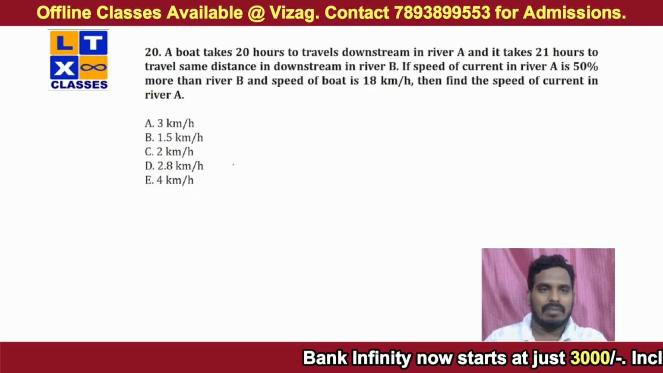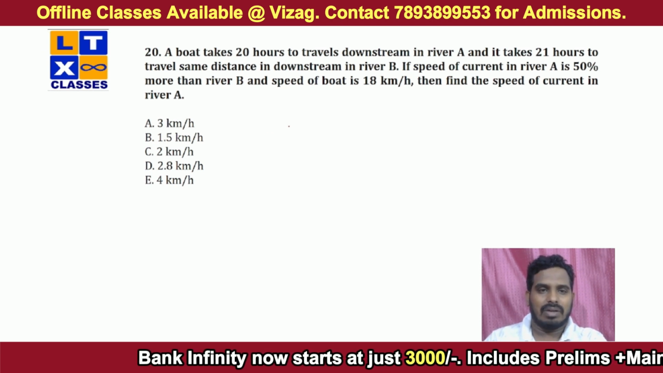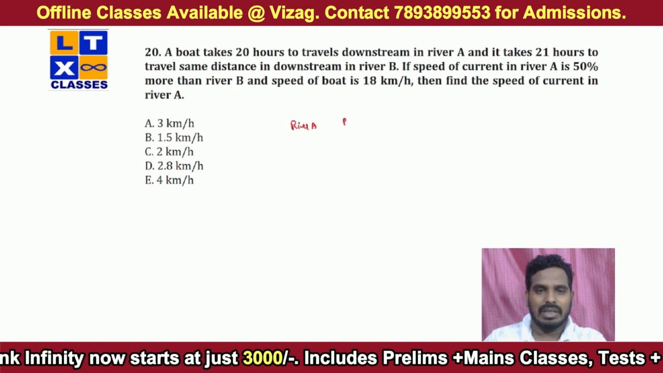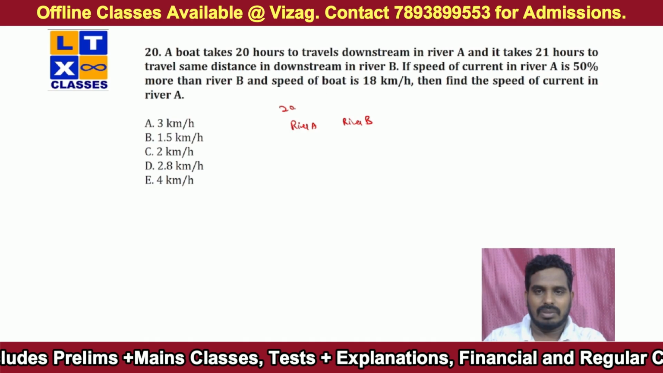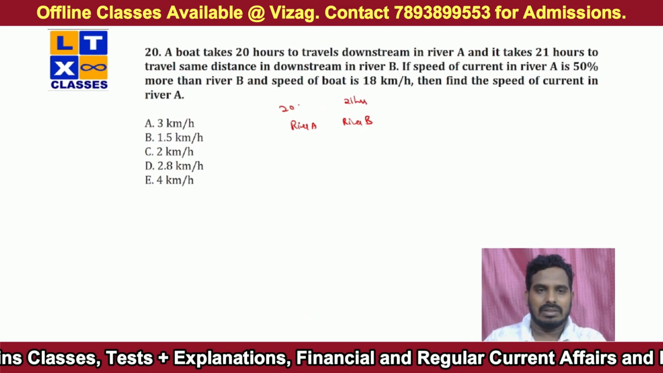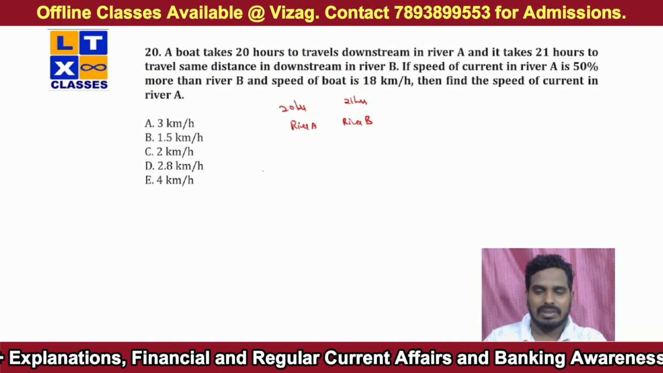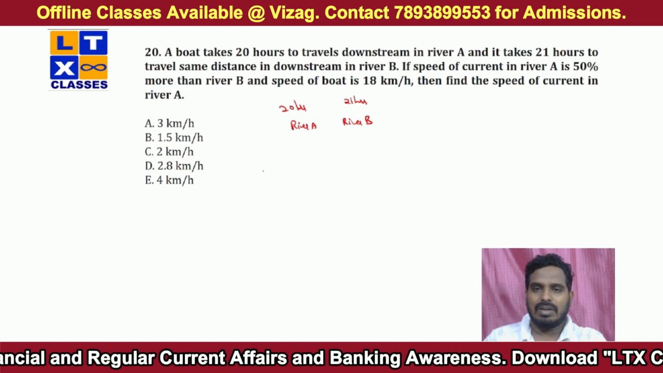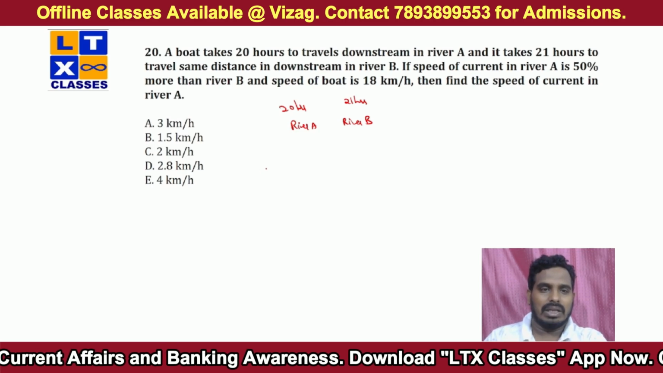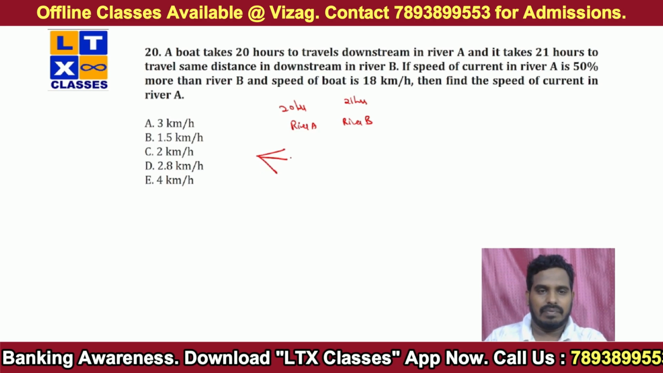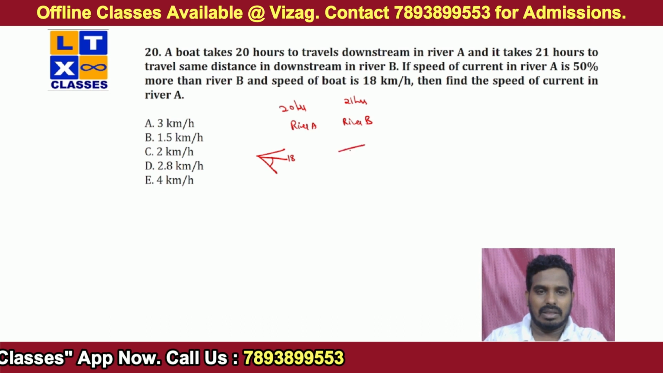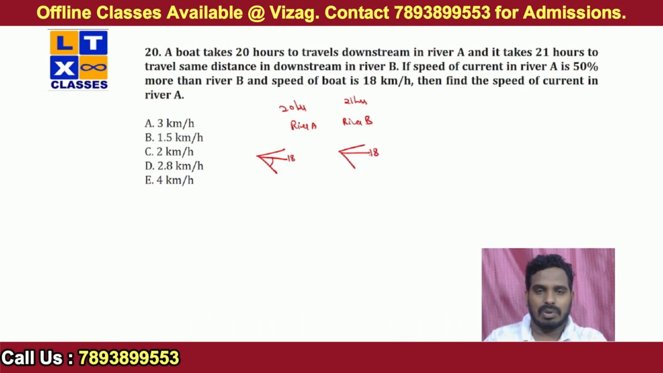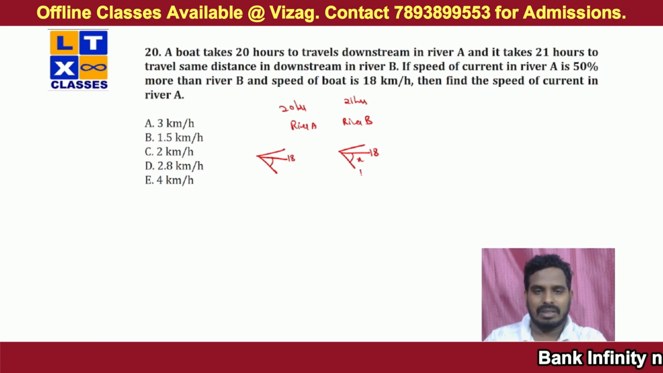Okay. Now, a boat takes 20 hours to travel downstream in river A. Okay, this is river A and this is river B. Now it takes 20 hours to travel downstream in river A and it takes 21 hours in river B, traveling the same distance. So the distance is the same. Now the speed of the current in A is 50% more than river B. The speed of the boat is 18 kilometers per hour for river A, and for river B the speed of the boat remains the same, which is 18 kilometers per hour, and the speed of the stream in river B is x.